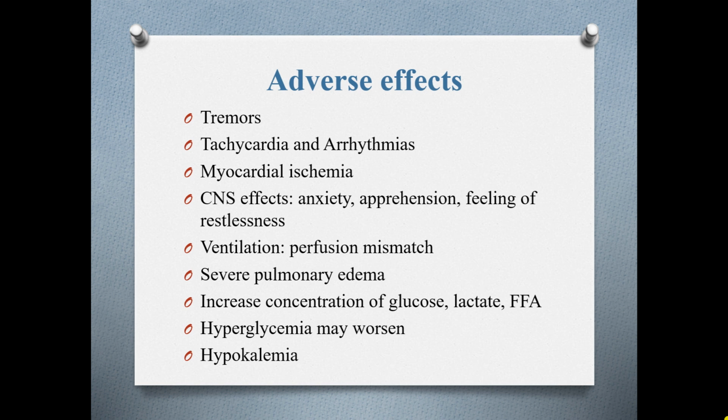So the side effects of beta 2 agonists are an extension of the pharmacological actions only, and when the selectivity for beta 2 is lost and the drug acts on beta 1 receptor, then these side effects would be there.